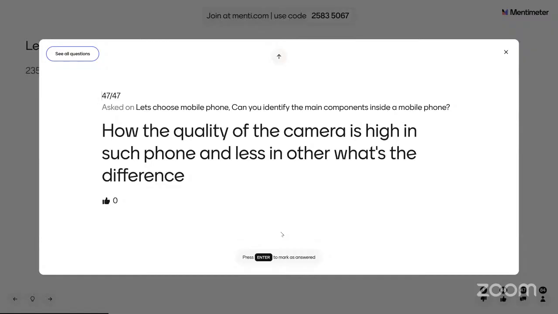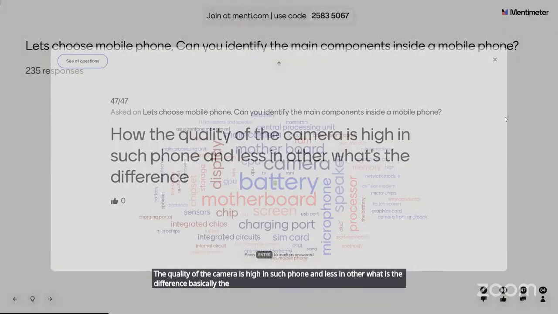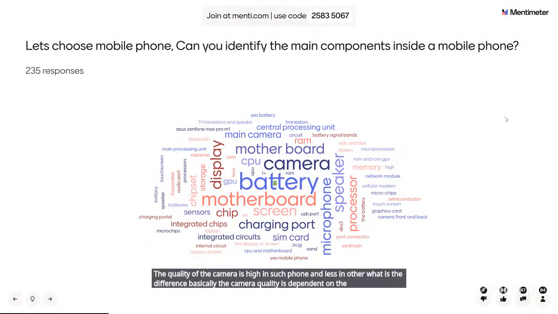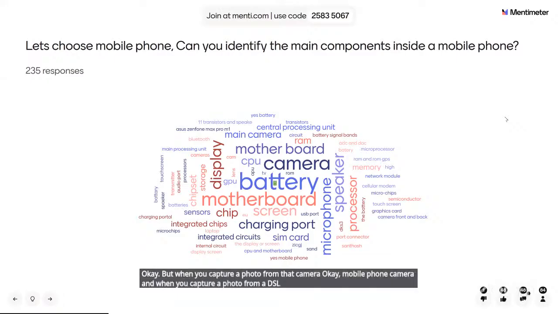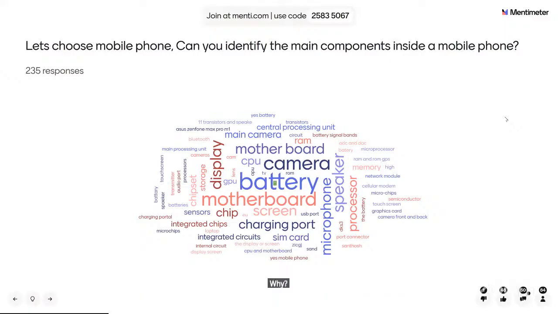Why is the camera quality high in some phones and less in others? What is the difference? Camera quality depends on the sensor we are using. Nowadays mobile phones are available with a 200 megapixel camera. But when you capture a photo from a mobile phone camera and from a DSLR camera that is 10 or 20 megapixels, you see the difference. The 20 megapixel photo is clearer compared to the 200 megapixel camera. Why? Because you are using better sensors. So the image quality depends on the sensors.